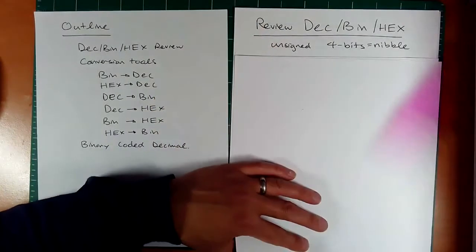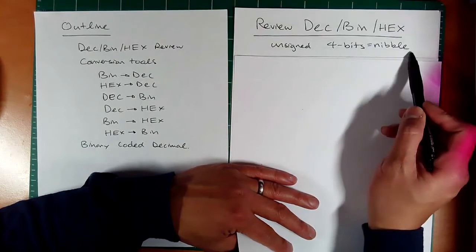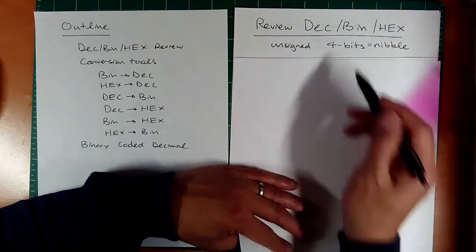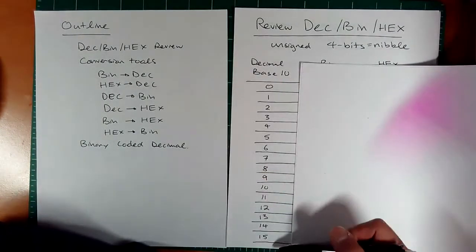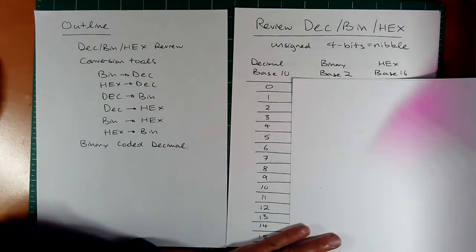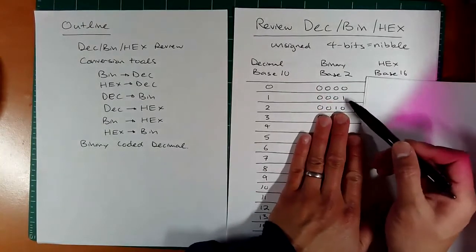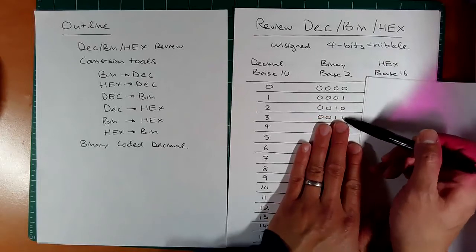So let's look at an unsigned 4-bit representation. We call it a nibble, right? So 4 binary bits. And remember, 2 to the 4, we can represent 16 decimal numbers, 0 through 15. Now in binary, what does that look like? Well, we have 0000, 0001, and then 1 plus 1 is 10, so 0010. Add another one, we get 11.